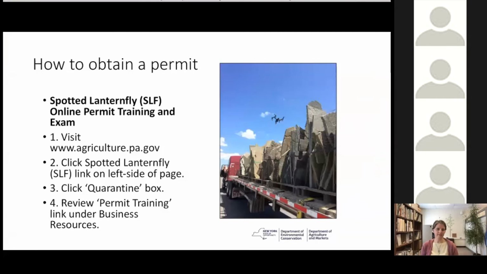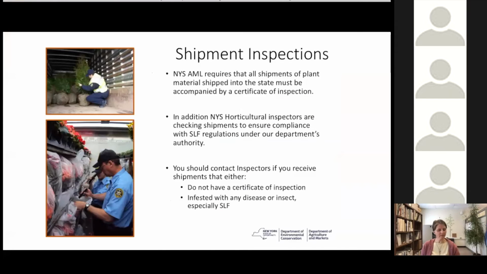So what you're going to do is go to Pennsylvania's website there. You're going to click on the left side of the page where it says spotted lanternfly, click on the quarantine box, and then you'll be able to review the permit training and go on and take that test. There is actually an online permit training that you have to go through, and then a test at the end, and then indicate what you need for permits. Next slide.